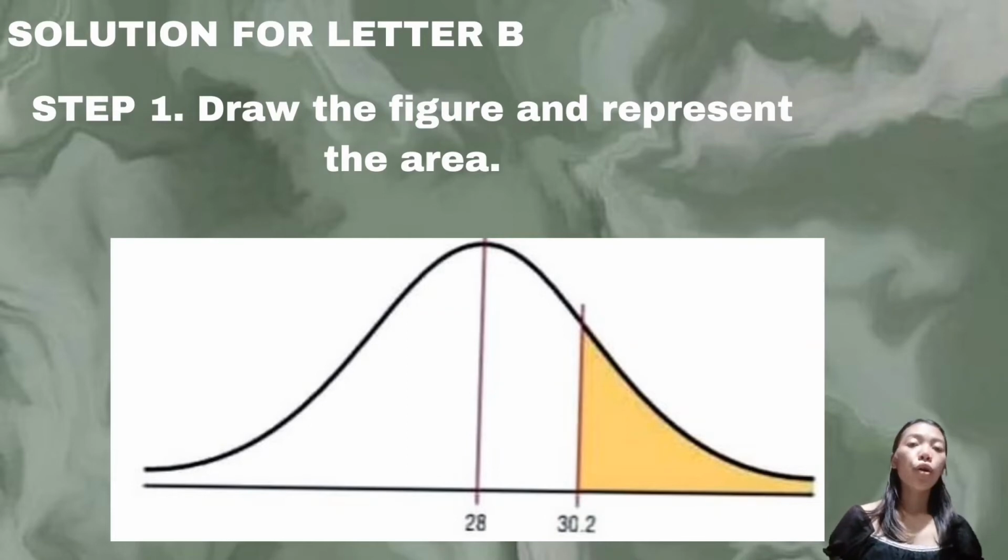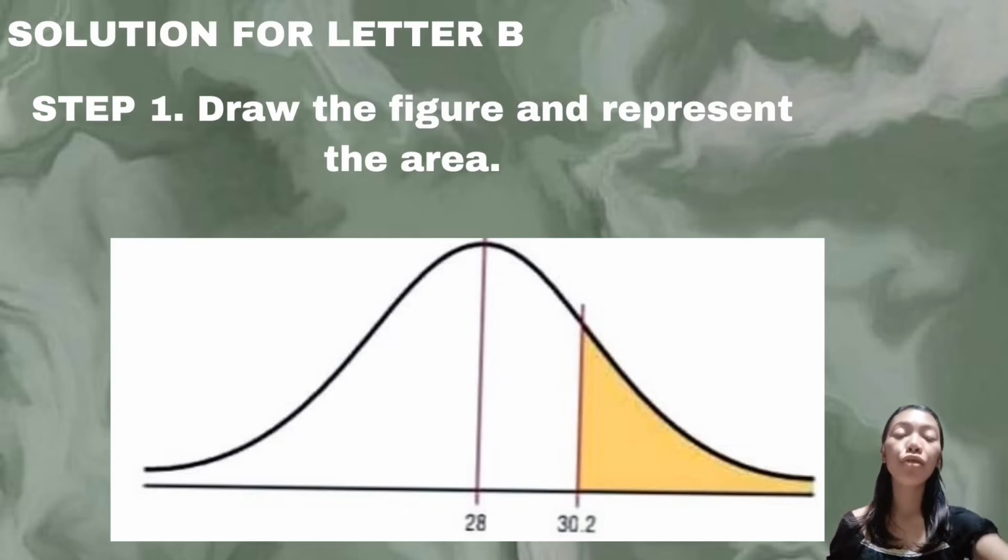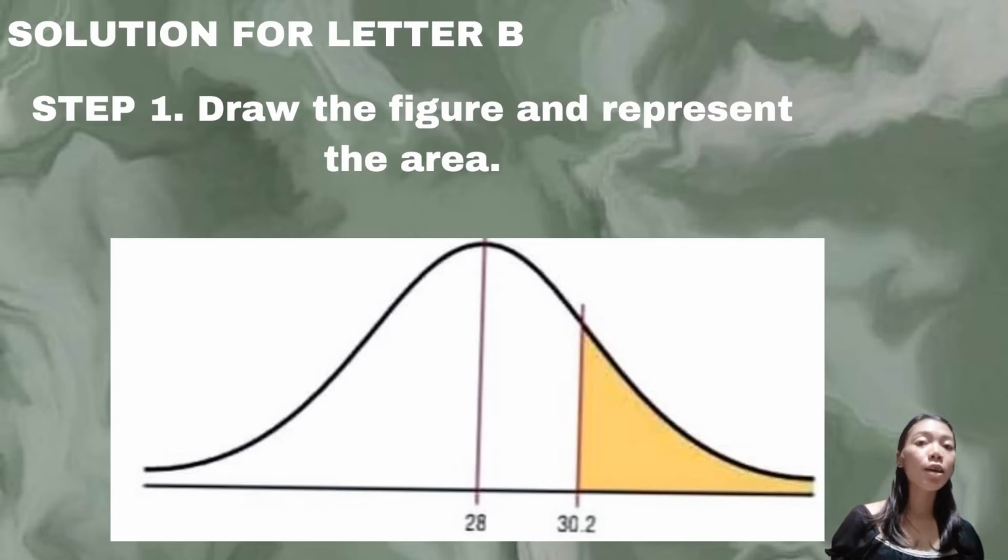Let us solve for B. So, step 1. Draw the figure and represent the area. So, mura gihapon class, atong i-analyze ang problem, then atong i-sketch or graph. Then, mao gihapon ang atong mean si 28, then ang atong standard deviation kay si 2, and our x is 30.2. As atong paragraph class, ang shaded part kay naa sa right or after ni 30.2, since ang giingon man is more than 30.2.